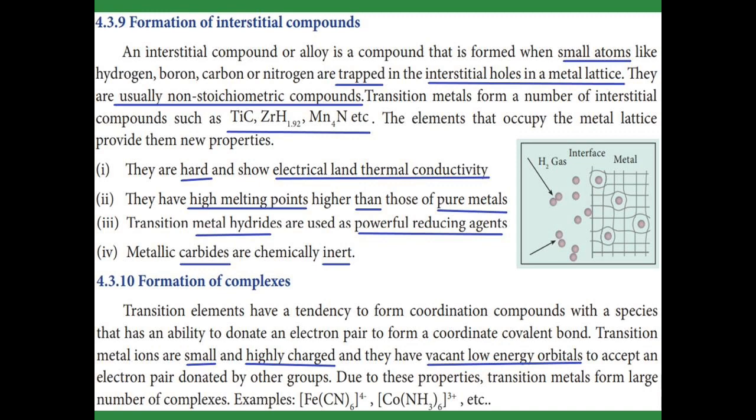They are chemically inactive, so that property is also useful. And the next one, formation of complex. We have already learned coordination compounds.